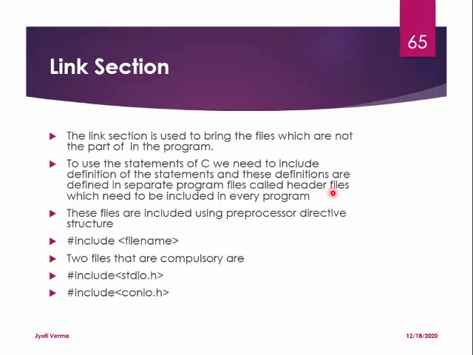And to include the header files you have to use pre-processor directive. Pre-processor directive means what? Hash include and the file name. The two files which are compulsory to be included for our program are hash include stdio.h and hash include conio.h.